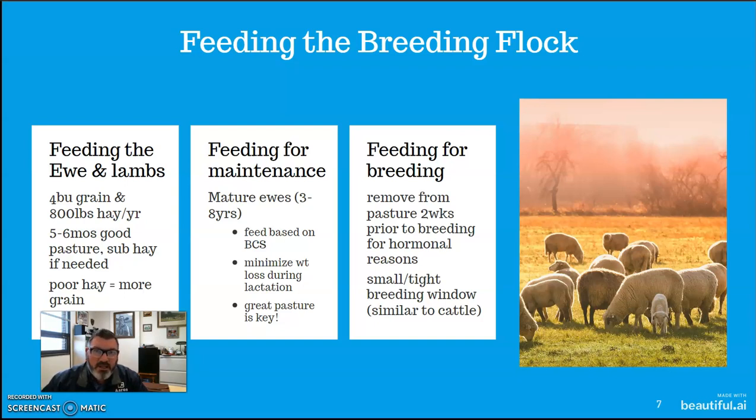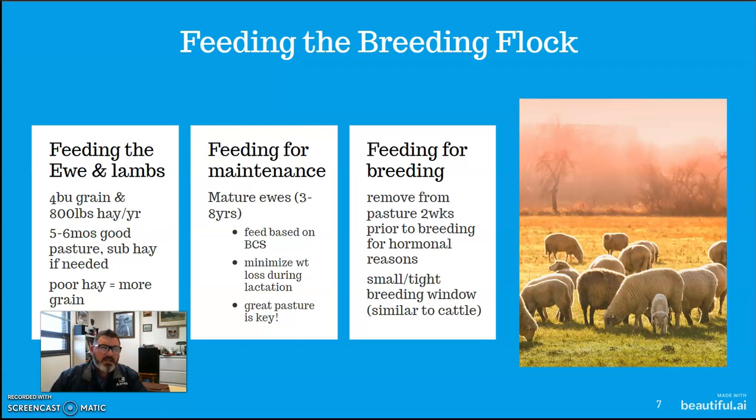Maintaining mature ewes, that 3 to 8 age range, really focus on body condition score. We've talked about that a number of times. It's a wee bit harder when we talk about ewes with the wool coverage, but you'll get the hang of examining body condition score. And so, of course, if they're lactating ewes, we want to minimize their body weight loss. So again, great pasture will help do that.